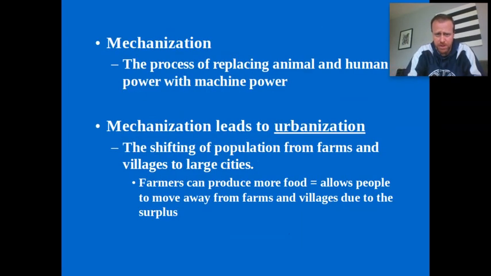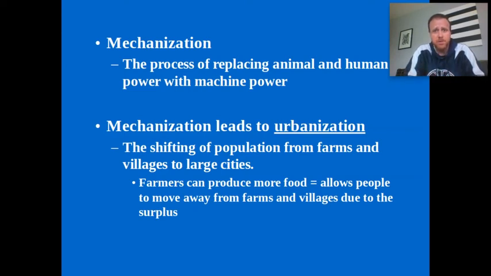So with industrialization, you have what is known as mechanization. You're replacing animal and human power with machine power. That should make perfect sense. That's exactly what that picture was just showing. But mechanization then leads to urbanization. Urbanization is the shifting of population from farms and villages to large cities.